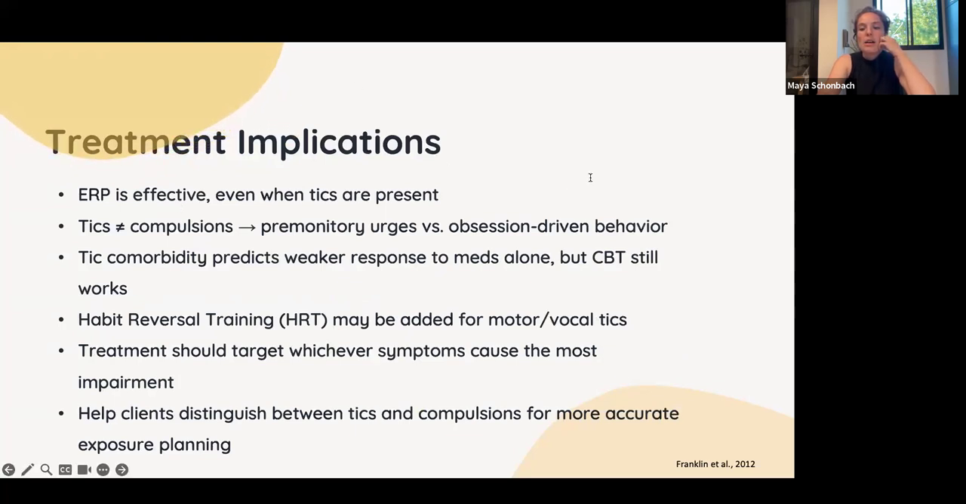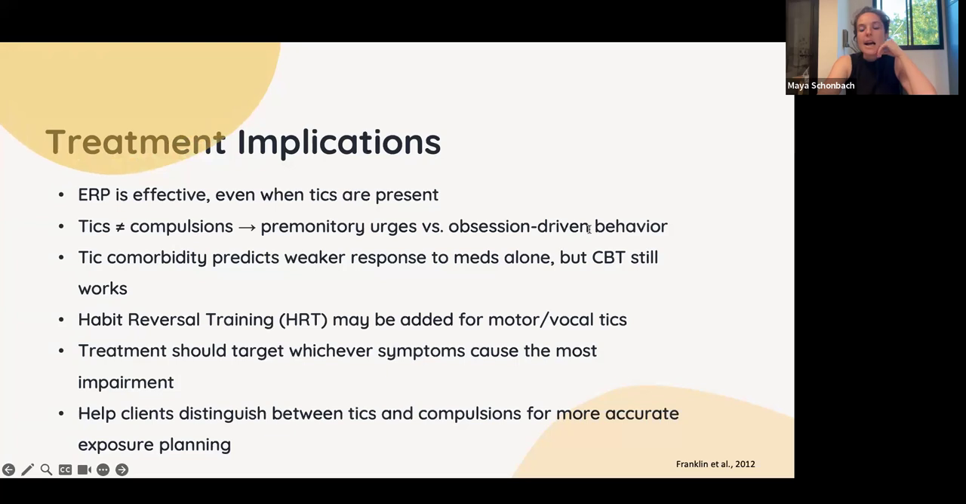So, like I said, the good news is that ERP is still definitely effective for OCD, even when tics are present, but we can adjust it. So first, differentiate if the tic is ritualistic, as a compulsion, or if it's a tic. And we differentiate that based off of function. So if there's a premonitory urge, like the buildup of tension, or it's behavior that's driven in order to reduce distress caused by an intrusive thought from an obsession.